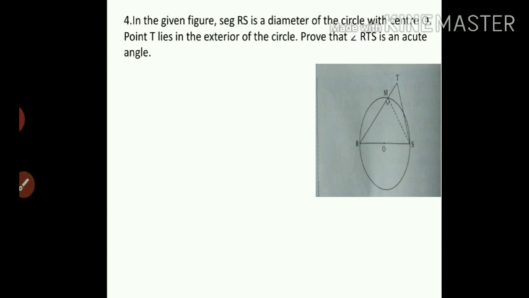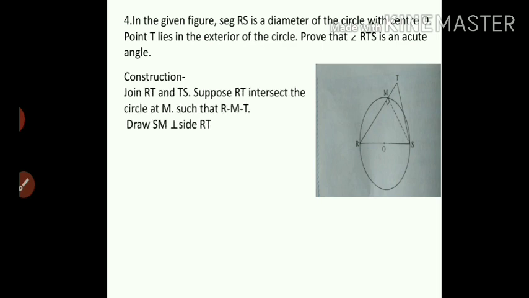So now students, first we will do some construction part. Join RT, such that RT will intersect the circle at point M. Means you are drawing now a straight line from R till T, but it will pass through M such that R, M, T will be collinear. And one more, draw segment SM. You have to join SM that will be perpendicular to the side RT.